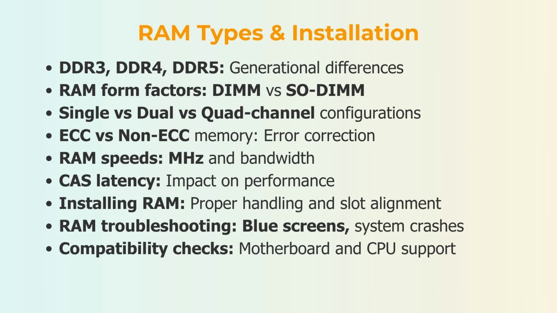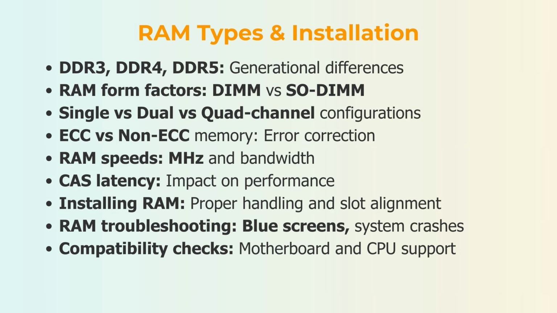RAM, Random Access Memory, is a critical component of your computer as it temporarily stores data that the CPU needs to access quickly. For the Core 1 exam, you'll need to understand the different types of RAM: DDR3, DDR4, and the latest, DDR5. Each generation is faster than the last, and it's important to know which is compatible with your motherboard. There are two main form factors of RAM: DIMM for desktop computers and SODIMM for laptops.